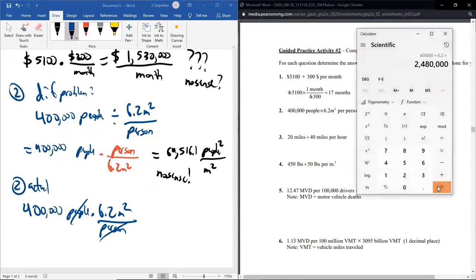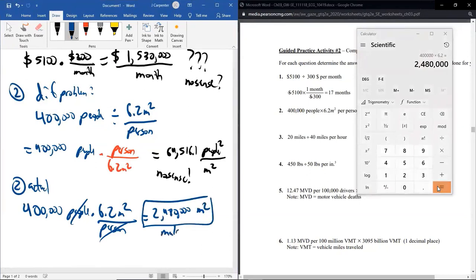And we get a big number, 2.48 million, and that's just meters squared. So that is the answer, and this does make sense for several reasons. Again, the context of the problem is you've got 400,000 people, and these people are used to having, or have on average, 6.2 meters squared per person.